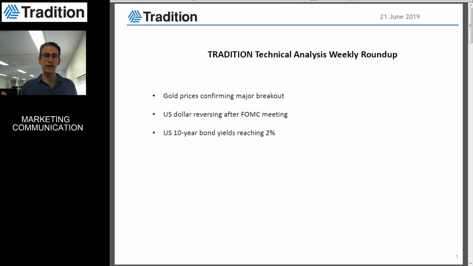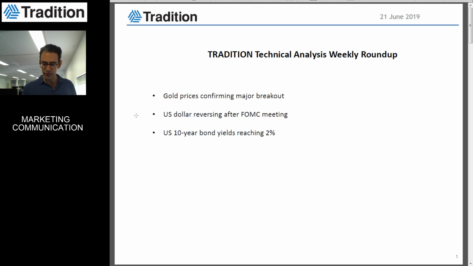The first one is what is happening on gold. You probably heard that. A major technical breakout on gold prices, which was something we were expecting for a long time. Then we are going to see the impact and what's potentially happening on the US dollar. And we'll end with some comments on US 10-year bond yields.